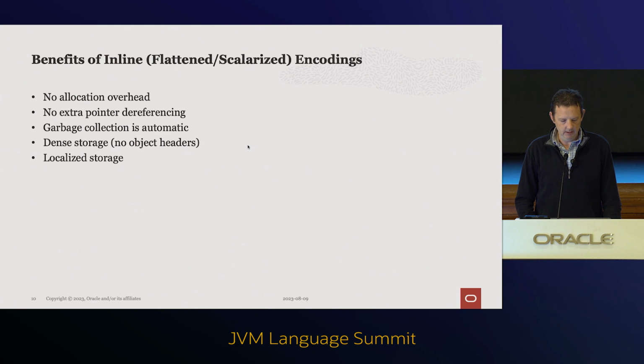All right, so more concretely, what sort of optimizations could we do if we could have objects that aren't tied to a single location? We can skip out on allocations. We can avoid pointer dereferences. Garbage collection is essentially free with whatever container your values live in. We can have dense storage. In other words, we can leave out all the headers and just talk about field values. And we can have localized storage. So everything lives in the same area of memory rather than having pointers shooting off in different directions.